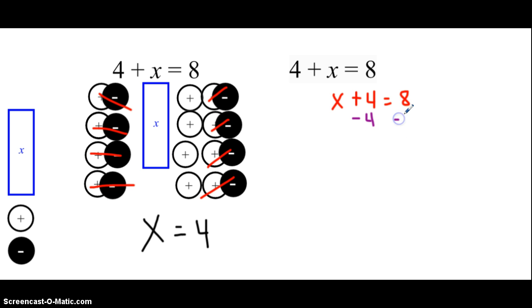And whatever I do to one side, I have to do to the other. So this is what it's going to look like. The plus 4 and the minus 4 make each other go away. They're inverse, which means they cancel each other out. And x is equal to 8 minus 4, which is 4. So you see that either way, we end up with the same answer.